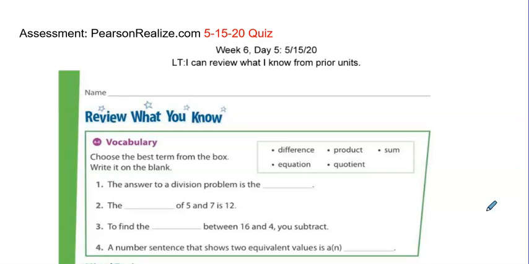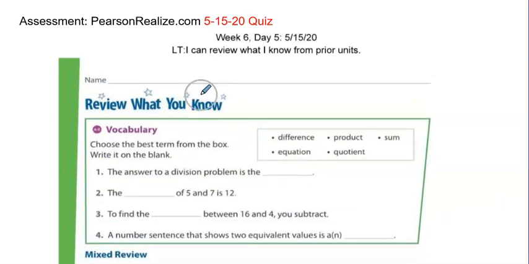Today we are going to be working on just a little bit of review from the last several weeks, gearing up for a new unit. We're going to be doing some review stuff for order of operations, which is super exciting. Our learning target today is: I can review what I know from prior units.